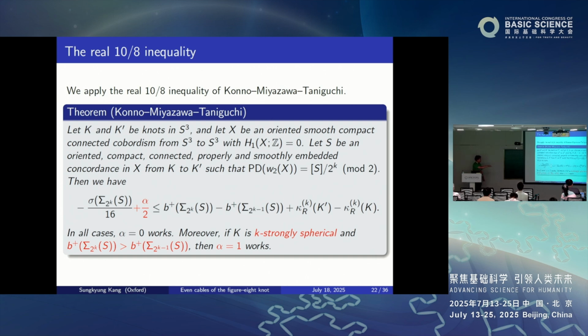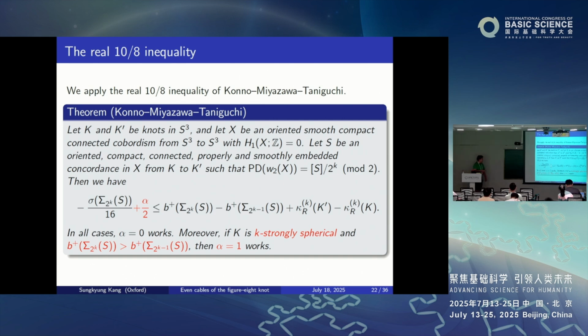You have a lot of homological data, like the signature of a branched cover, and you have the b2 plus of a 2^k-fold cover. You take a subtraction: you subtract the b2 plus of the 2^(k-1)-fold cyclic cover. Then, since we're in a relative setting, we have a boundary term, which is exactly our higher kappa invariant. And then you'll have some Brownie point here.